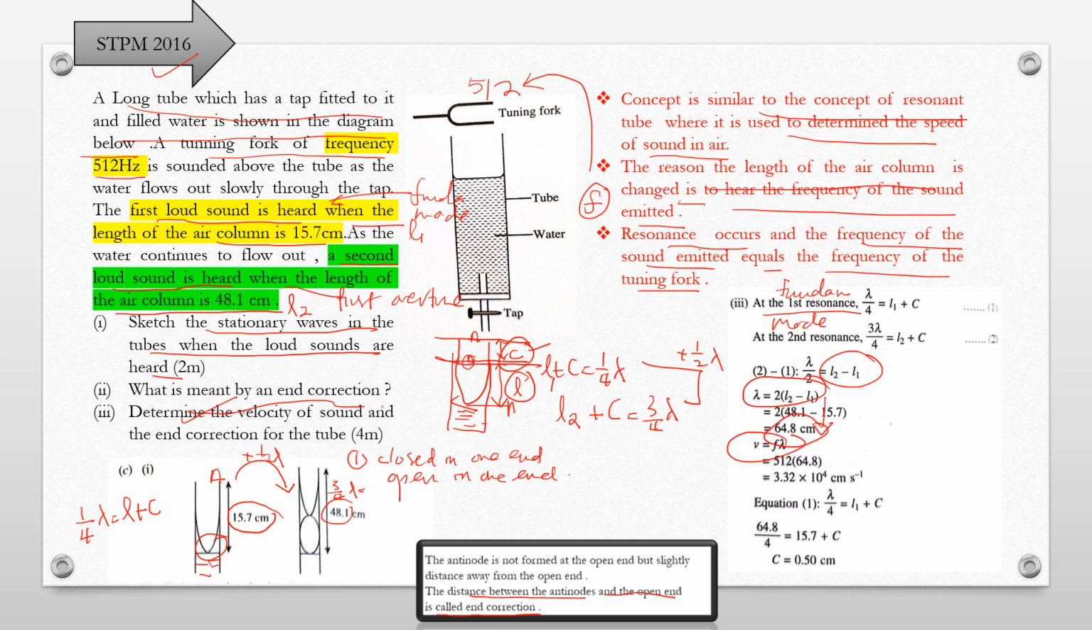Now, V equals f lambda. Why do they use f as 512? Because of resonance. It says the frequency of the sound emitted equals the frequency of the tuning fork. So that's why they use 512, which is the frequency of the tuning fork. Then they substitute and get V. So this is the answer for V. Then they substitute into one of these equations and get the answer for the end correction.